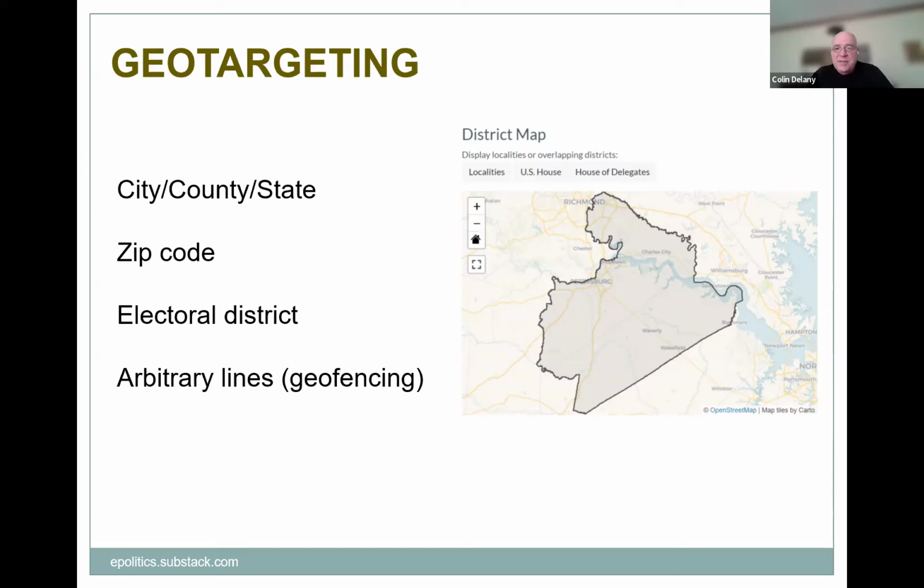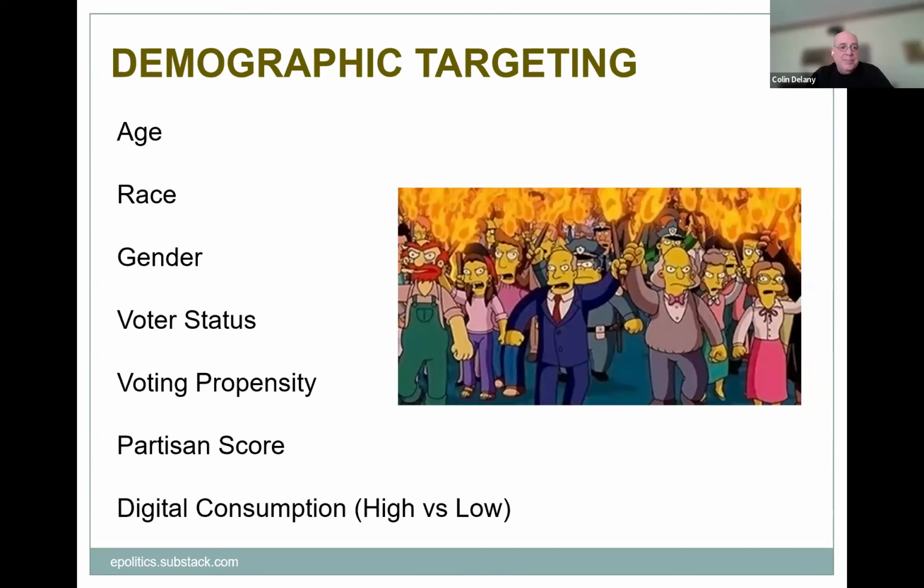Alongside these programmatic ads we were running that were geofenced, we were also targeting people who worked in those ports through LinkedIn. And that's a good example of LinkedIn for profession or job targeting. So demo targeting: age, race, gender, voter status, voting propensity, partisan score. I mentioned both of those.